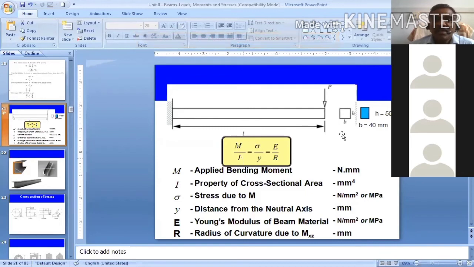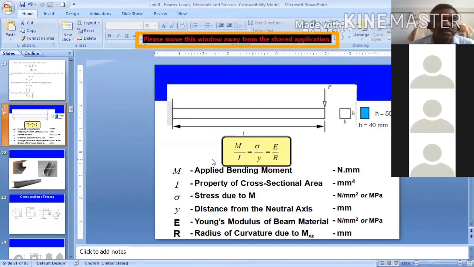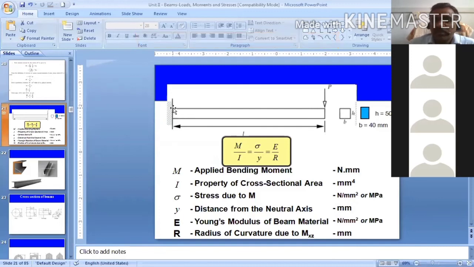What is I? The cross section is already given. B D cubed by 12 is I. And what is Y? We have already seen what Y is. Y is measured from the neutral axis. The neutral axis will be at the center of gravity, at the center. We want to find the bending stress at the extreme fiber.